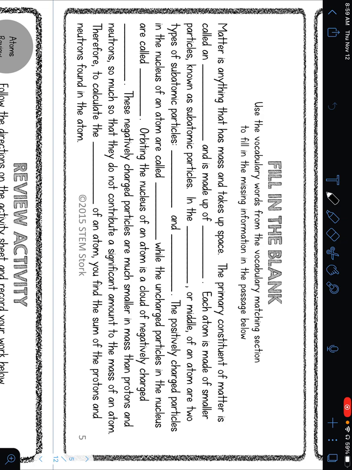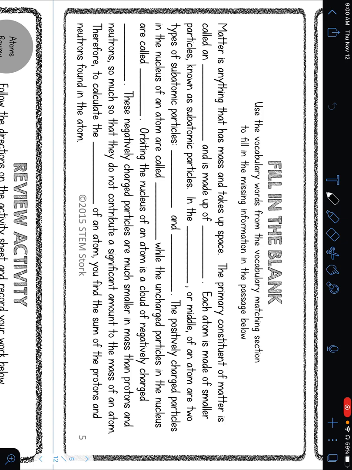It says to use the vocabulary words from the vocabulary matching section to fill in the missing information in the passage below. Now, here's a little piece of advice, tips and tricks for you. The activity that you did yesterday was the vocabulary matching section from this worksheet. I just made it into a Google form. So you know all the words that you need to put into the blanks from your activity yesterday. Congratulations. So let's just get right down to business.